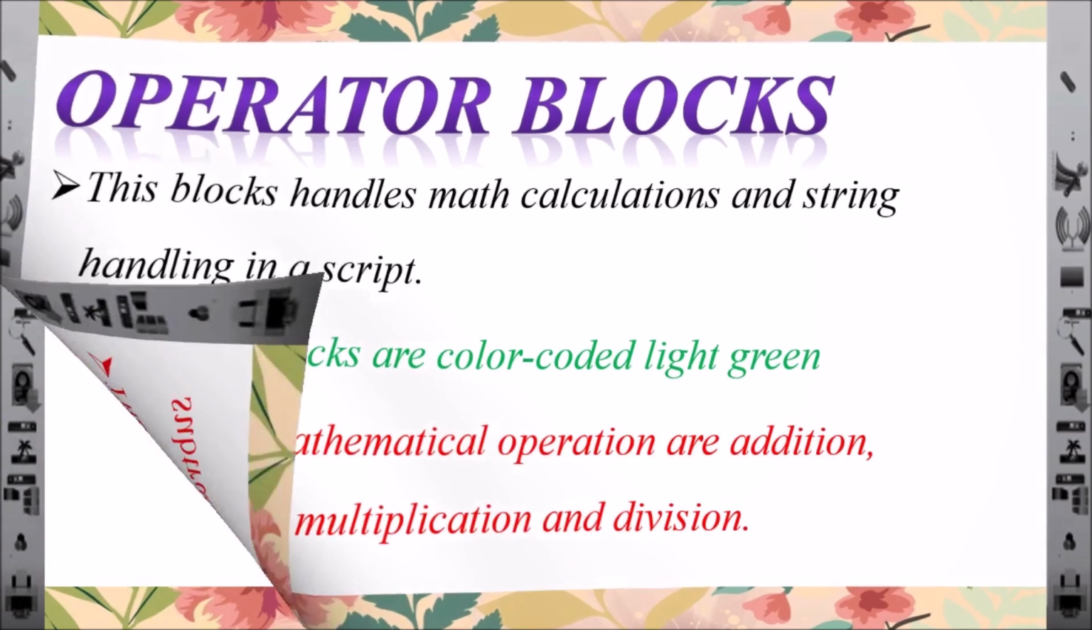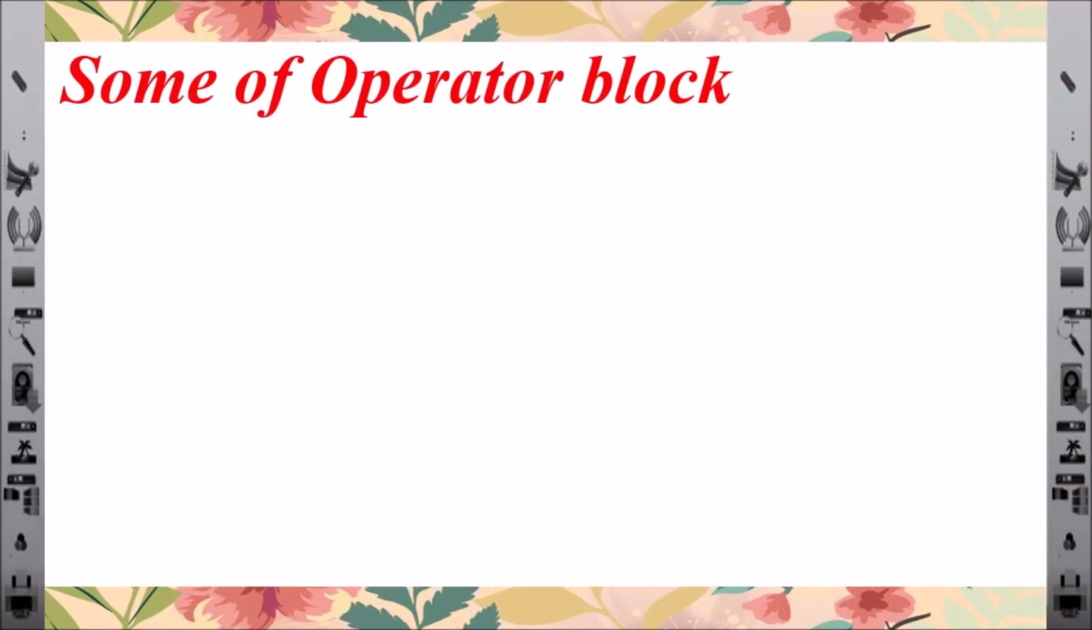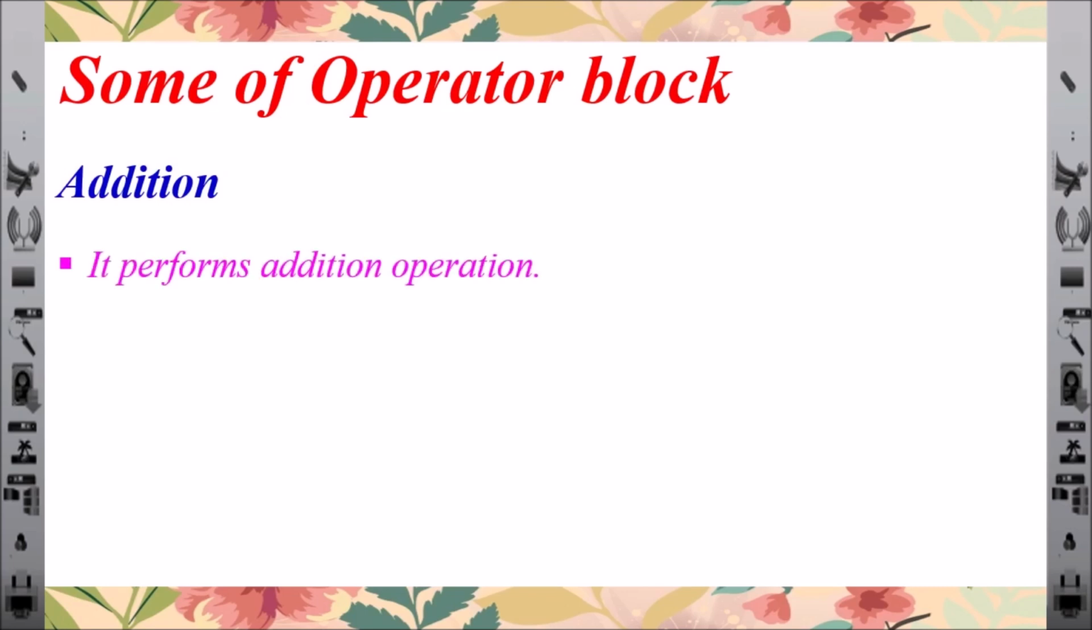Okay, now we can discuss some of the operators blocks in this session. The first one is the addition operators block. It performs the addition operation. Addition is performed by adding two given numbers: the left hand side value, the operator in the center, then the right hand side value. Both values are added and the result is stored in a specified variable.